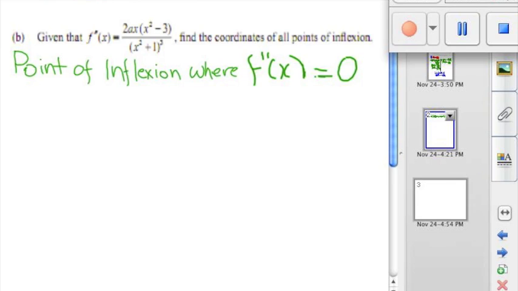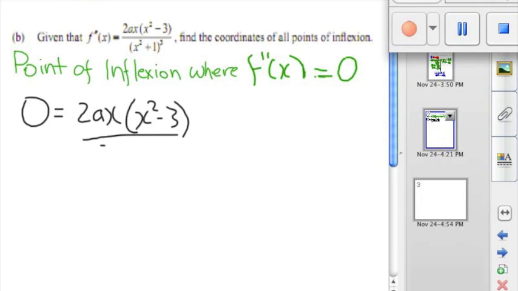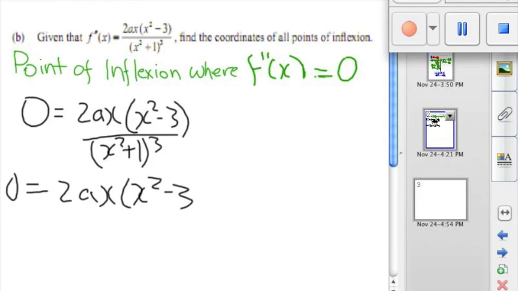So knowing this, we can make f double prime x, or the second derivative, equal to 0 so that we can solve for the x coordinates of the points of inflection. So we made 0 equal to 2ax times x squared minus 3 over x squared plus 1 cubed. Now we can easily get rid of the denominator by bringing it to the left side and multiplying it by 0, which would then give us, isolating the numerator, 0 equals 2ax times x squared minus 3.